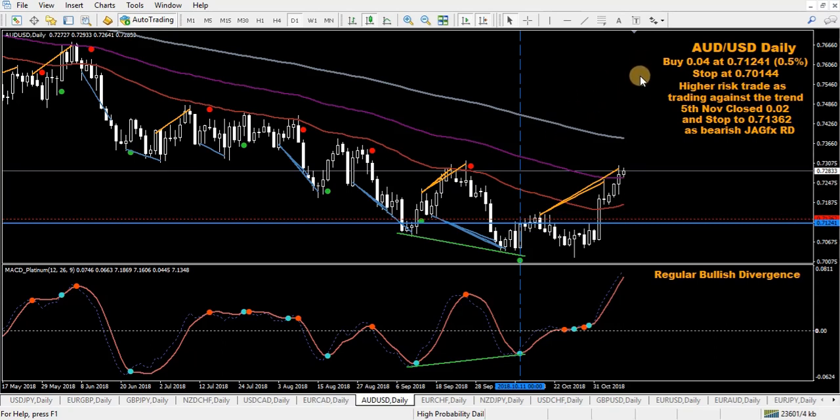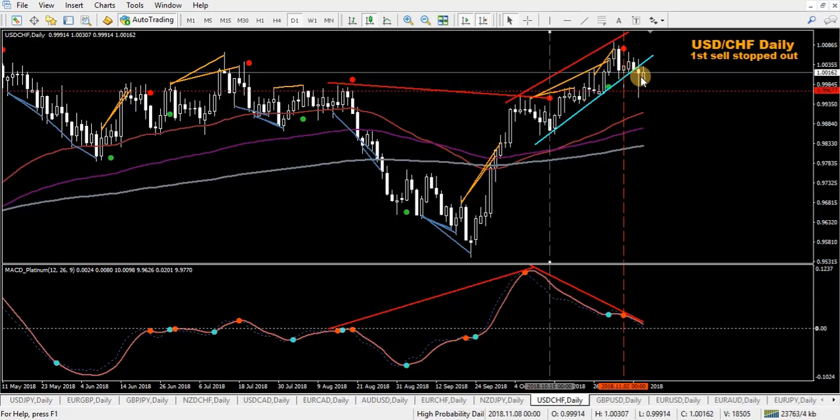Didn't break the trend line. Yesterday broke the trend line, spiked down, went straight back up. Now it's just hovering around the trend line. I'm still looking for a potential sell here for a re-entry. We've got good divergence there, regular bearish divergence, a high on price and a lower high on the MACD Platinum. So there is divergence there.